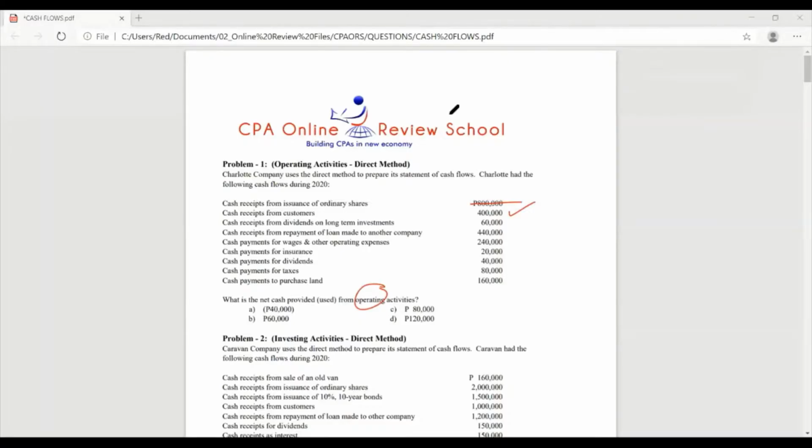Problem number 1. Operating activities using the direct method. Charlotte Company uses the direct method to prepare its statement of cash flows. Charlotte had the following cash flows during 2020.